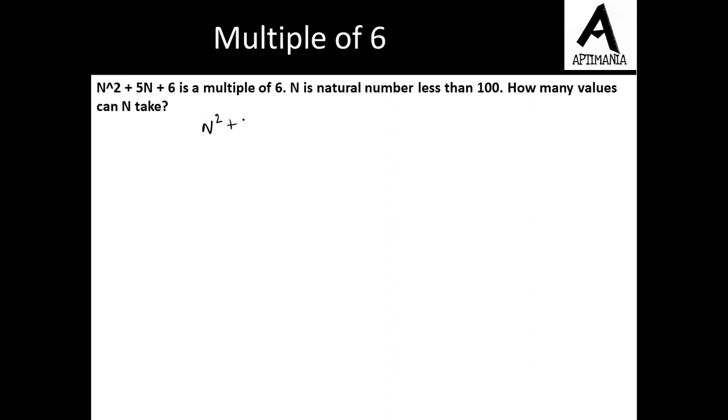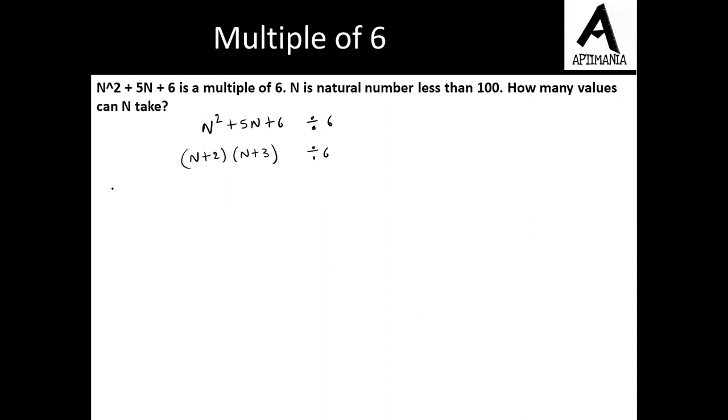So n square plus 5n plus 6. Now, this has to be a multiple of 6. Fine. Divisible by 6 hona chahiye. Now splitting this, we can write this as n plus 2 multiply by n plus 3. I have just factorized it, right? The factors of this are n plus 2 and n plus 3. So a dono factor should be divisible by 6.